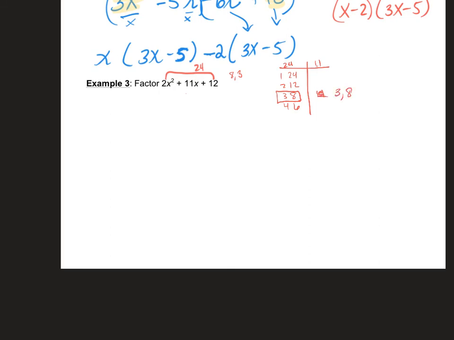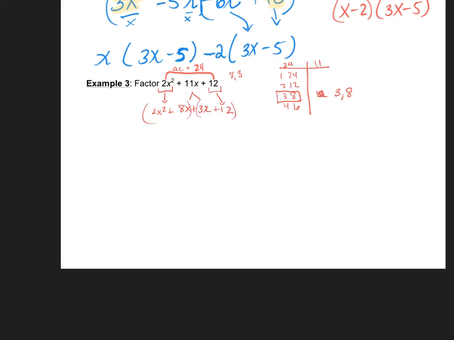So now that I've done the AC, which was 24, I'm about to split the B. So instead of 11x, I could do like 8x plus 3x or 3x plus 8x. The order there doesn't matter. And remember, I'm keeping the 2x squared and I'm keeping the 12, the x squared and the c. So I'm just going to bring those down. Okay, now factor by grouping.